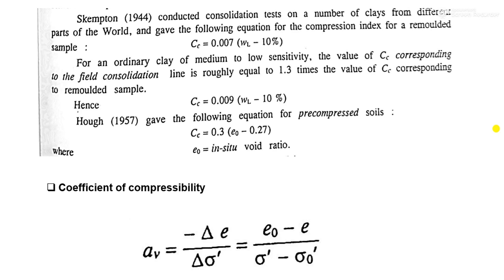For an ordinary clay of medium to low sensitivity, the value of Cc corresponding to the field consolidation line is roughly equal to 1.3 times the value of Cc corresponding to the remolded sample. Hence Cc equals 0.009 (WL minus 10%).